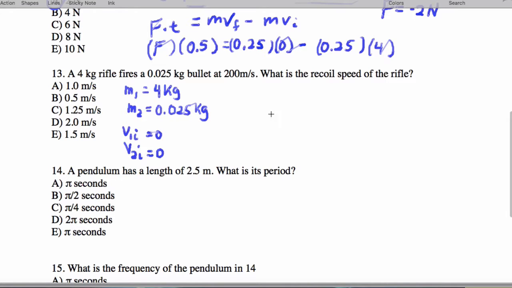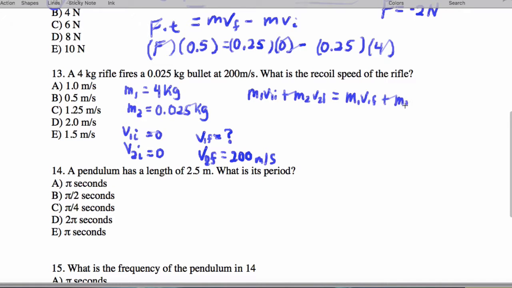Now, we know that the final speed of the rifle is what we're trying to calculate, and the final speed of the bullet is given as 200 meters per second. Now we can throw in our data. So M1 V1 initial plus M2 V2 initial using the conservation of momentum is going to be M1 V1 final plus M2 V2 final. Awesome.